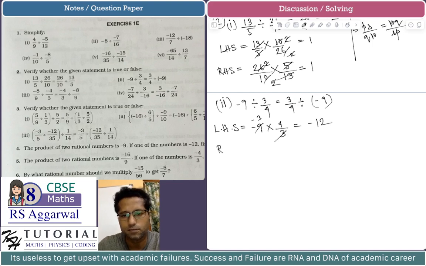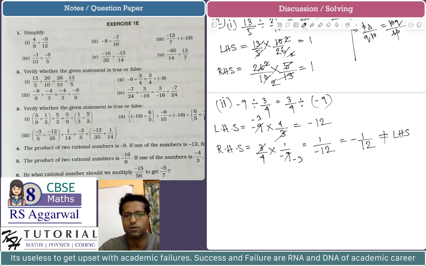And the RHS is equal to 3 by 4 multiplied by 1 by minus 9. If you do cancellation, minus 3, this is equal to 1 by minus 12, which is minus 1 by 12, and so this is not equal to LHS. So it is not verified. It is not the same. LHS is not equal to RHS. Okay, I will do part 4.